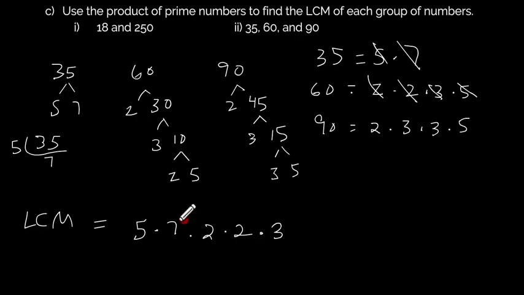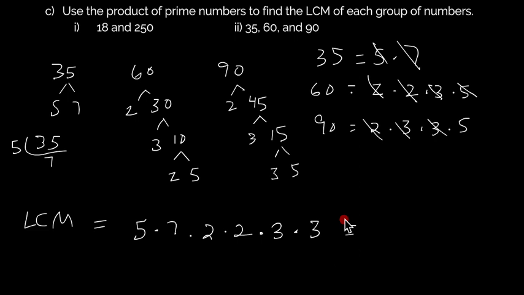Okay, let's go to the 90. Is there a 2 in it so far? Yes, there's a 2. We can cross that out. Is there a 3? Yes, there's a 3. But this number needs another 3, so we're going to put another 3 on here. And is there a 5 already on there? Yes, there's already a 5. This number only has 1 5. There's 1 5 down there. So you're simply going to multiply those all together.